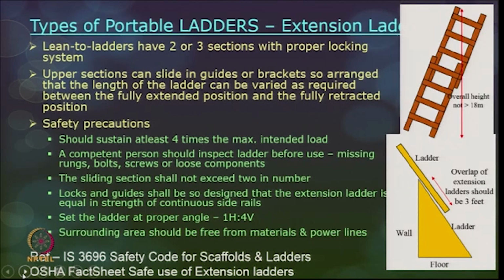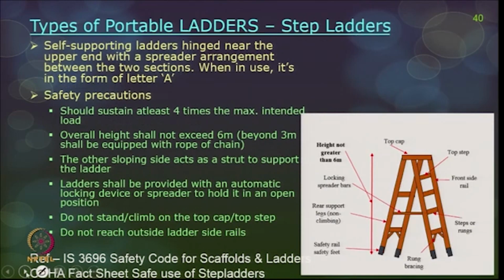The surrounding area should also be free from materials, obstructions, obstacles or any power lines close by. And whenever extension ladders are overlapped, the overlap should be at least 3 feet in distance, as shown here. So, this is one ladder and this is another ladder. The overlap should be at least 3 feet.